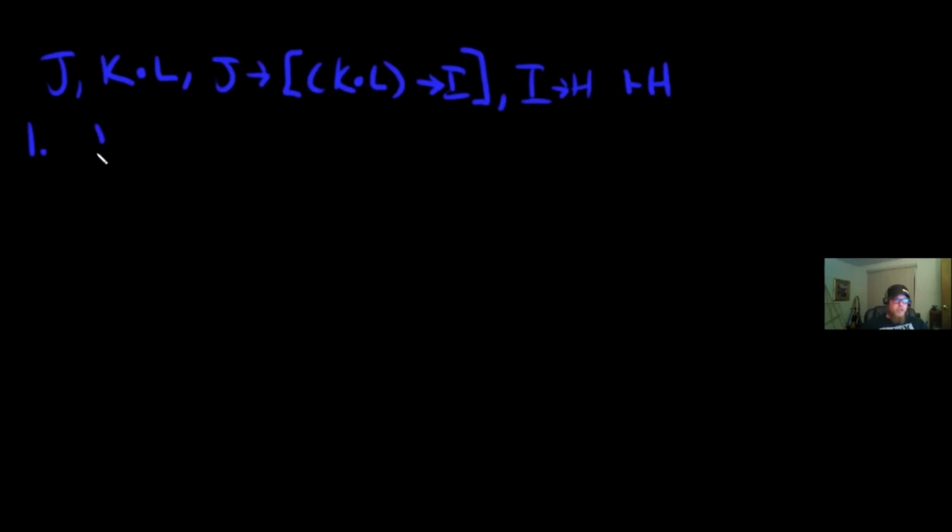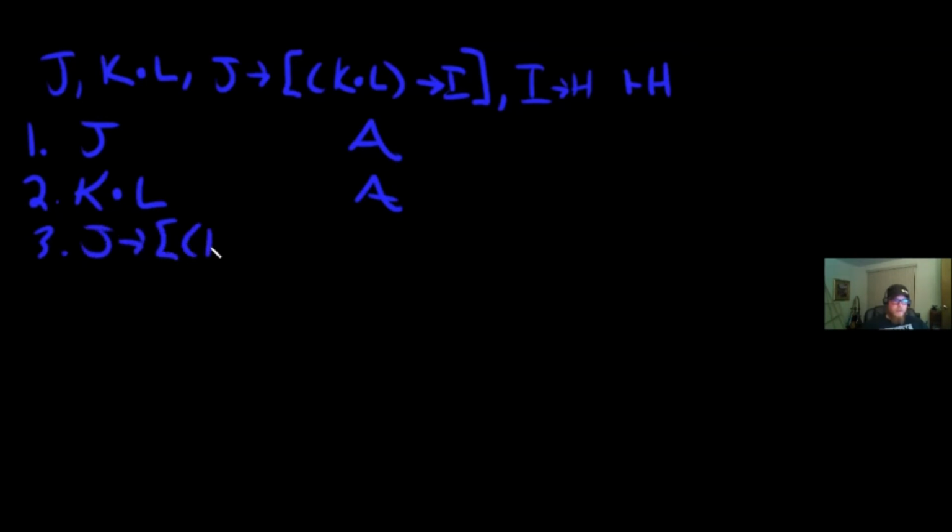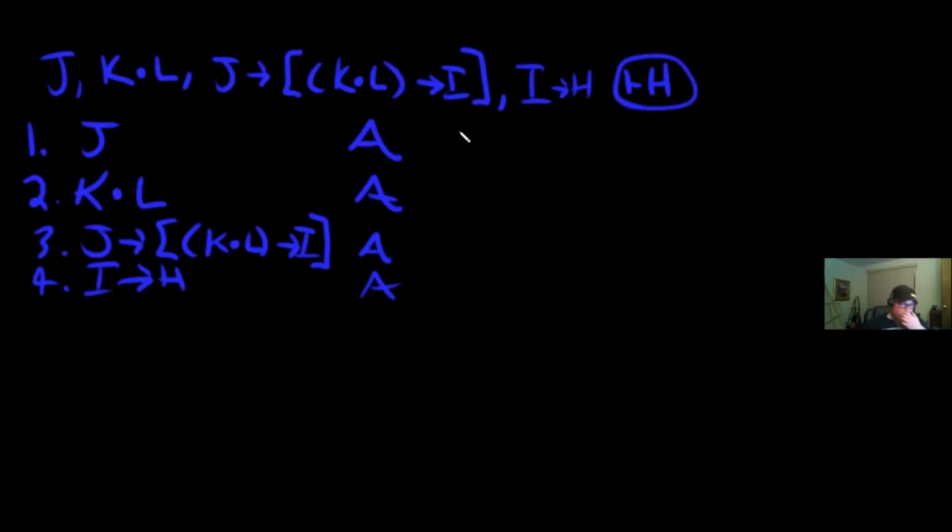Line 1 is just J by itself as an assumption. Line 2 is K dot L, assumption. Line 3 is going to be J arrow, brackets, parentheses, K dot L, close parentheses, arrow I, close brackets, assumption, and then assumption number 4, I arrow H. And then it's solve for H. That's what we're solving for. So get that out of this.